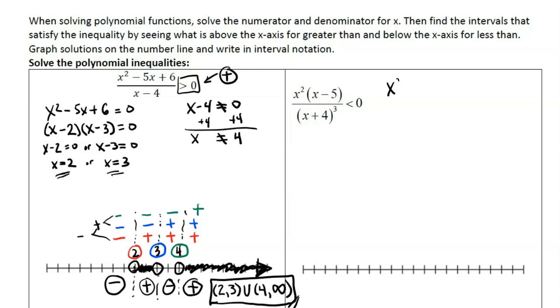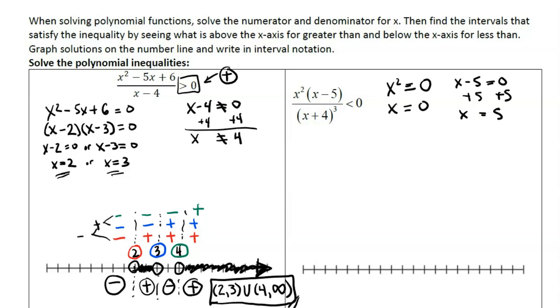So first of all, x squared equals 0. And if I take the square root of both sides, then x equals 0. And so x equals 0 is one of our numbers. Then we take x minus 5, set that equal to 0, and add 5. Then x equals 5.